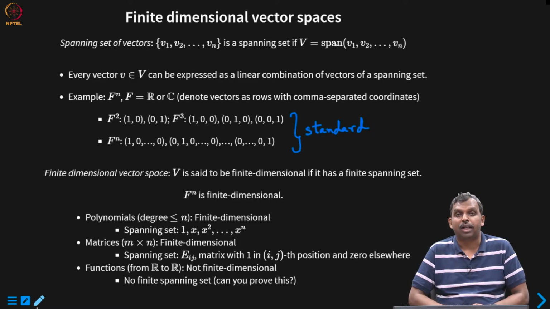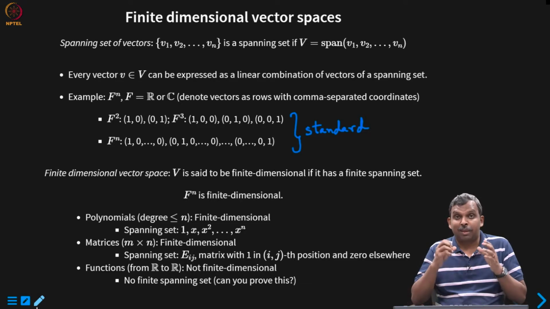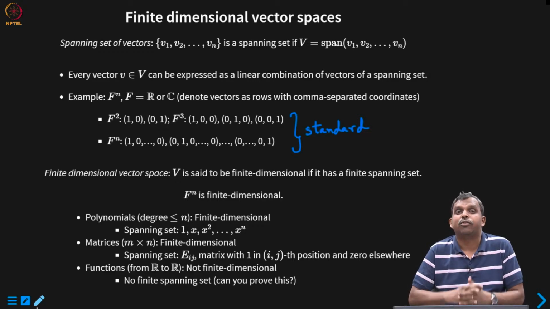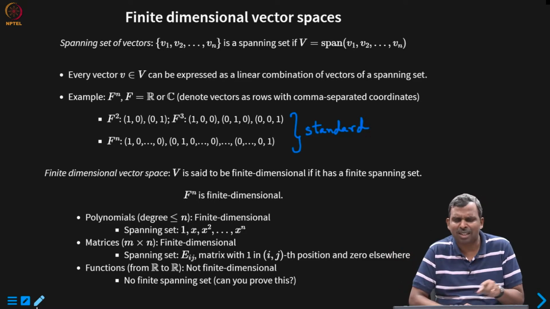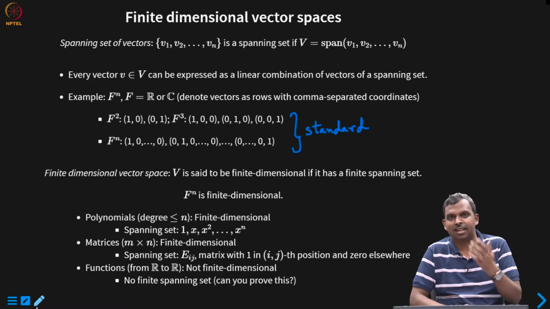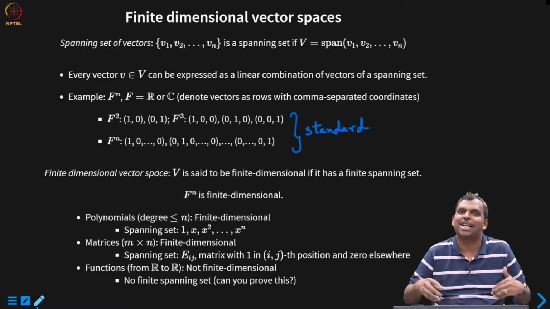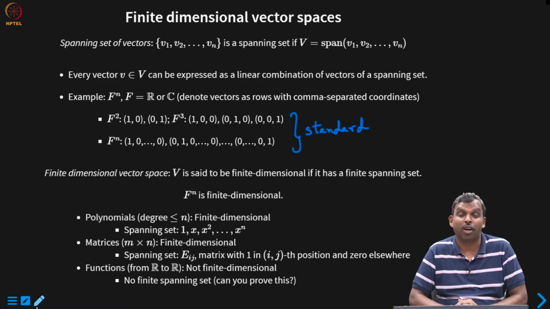Now we come to the important definition of a finite dimensional vector space. A vector space V, we will call it finite dimensional if it has a finite spanning set. If a finite number of vectors span the whole vector space, that vector space itself is finite dimensional. We haven't yet told you what dimension is. I will say that in some time. Dimension is something we have not yet defined, but we will define finite dimensional in this form. If it has a finite spanning set, then the vector space is finite dimensional.